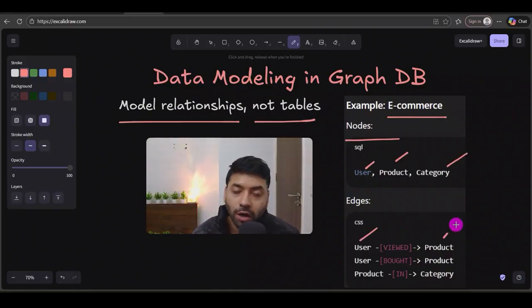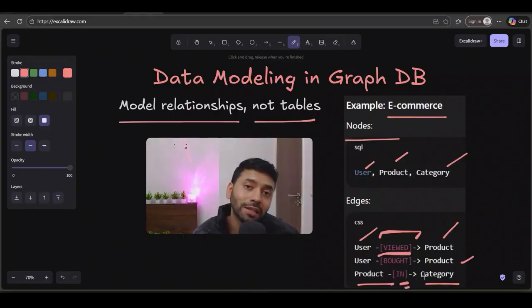node is connected to product node via edge or relationship viewed, that user viewed product. User can also be connected to node product with edge or relationship bought, that is the user purchased the product. Okay, and product is connected to category with edge in, so product is in this category. Okay, so based on the relationship you model the data in graph database. So the relationships are really important part of graph database.